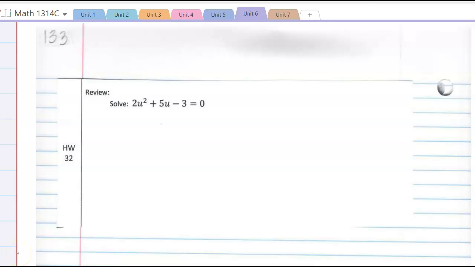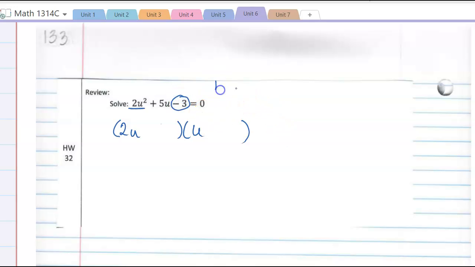Since this is a quadratic equation, we should first start to see if we can solve this by factoring. So I am going to factor by going 2u and u. Those are the only factors for 2u squared. Then I'm going to factor the negative 3.